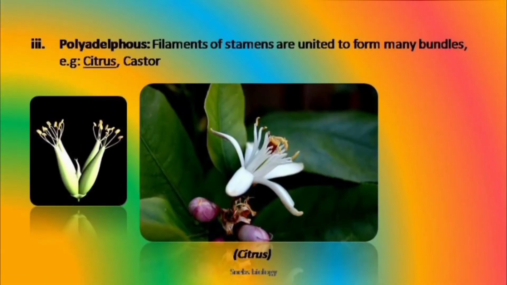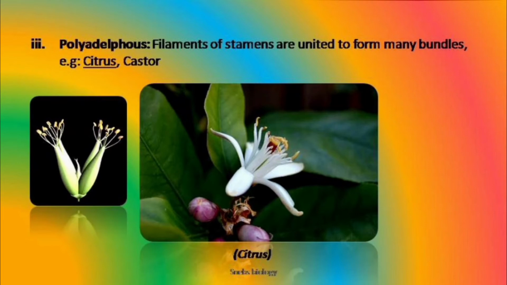The third one is if there are 3 or more than 3 bundles, then we will call it polyadelphous condition. Polyadelphous means more than 2 bundles. This is seen in case of citrus plant, castor plant. So what happens is filaments fuse to form bundles and some parts of the filaments are free. So there are many bundles which are formed by the fusion of filaments and in every case anthers are free. So when we talk of fused androecium or fused stamen, we need to identify which part is fused.